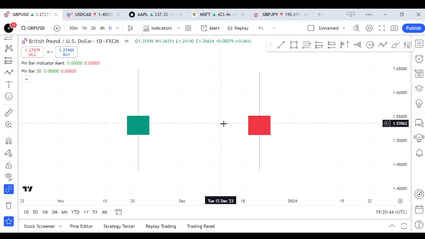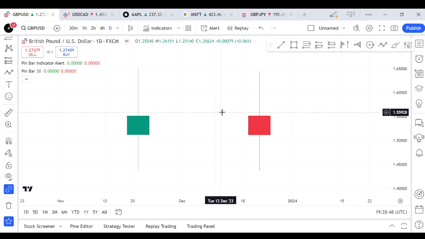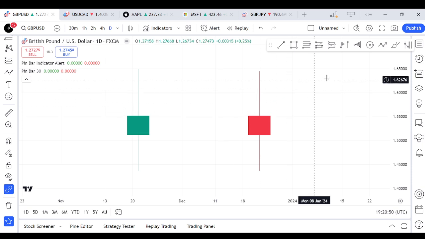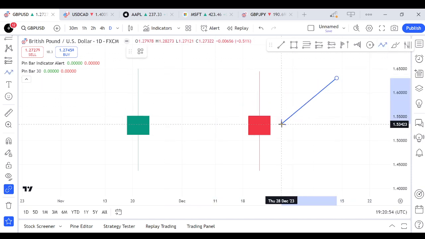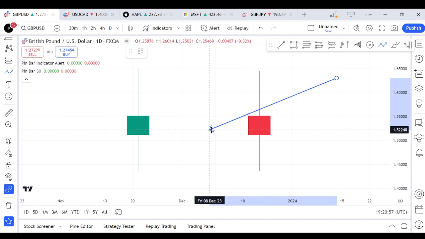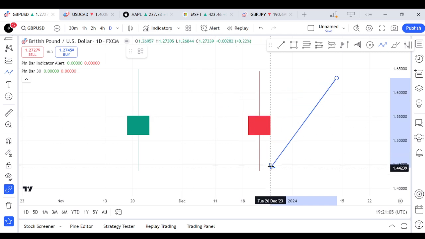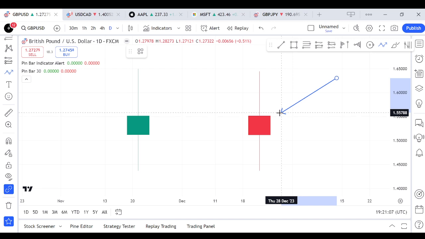The first characteristic is that the pattern consists of a small real body, which indicates that the opening and closing prices are close together, as you can see here. And the body is typically higher than the previous candle's body, showing that buyers have gained some control. And it features longer upper and lower wicks or shadows, which represent significant price movements during the trading session.